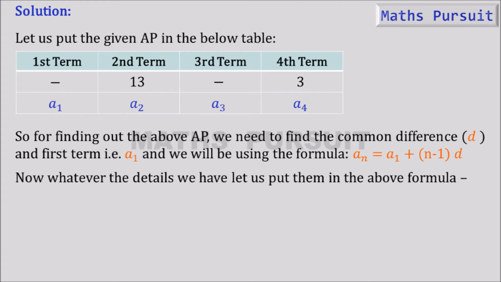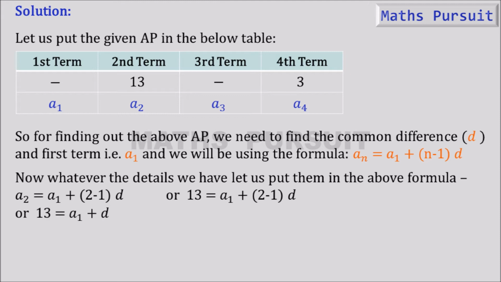So our calculation becomes A2 is equal to A1 plus (2 minus 1) into D, or 13 is equal to A1 plus (2 minus 1) into D. Here A2 is 13, so we have replaced A2 with 13. For that reason we got 13 is equal to A1 plus (2 minus 1) into D. N is 2 because it is second term. Now we can write 13 is equal to A1 plus D, or A1 is equal to 13 minus D. Just solving this equation, we got A1 as 13 minus D. Let us name this as equation 1.